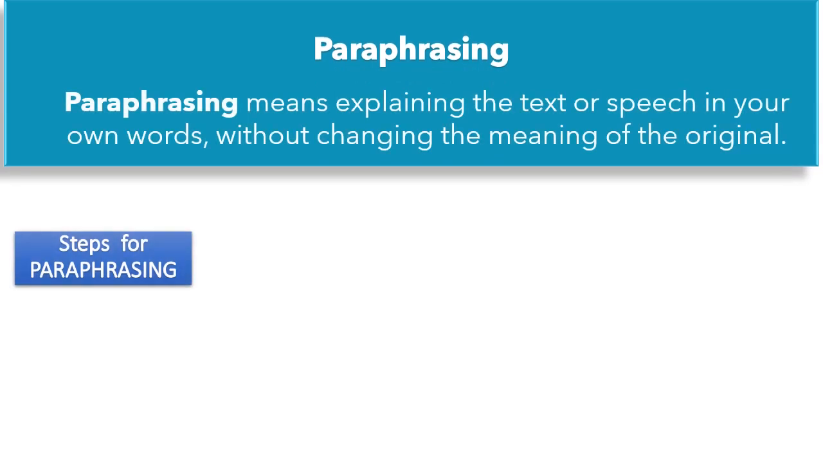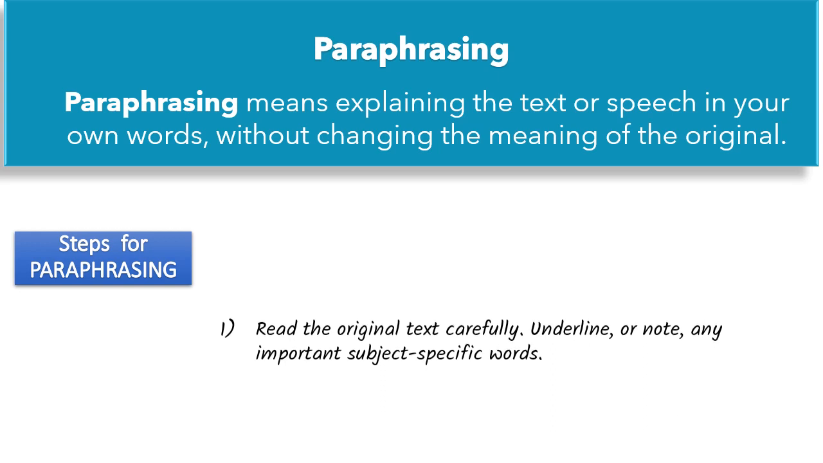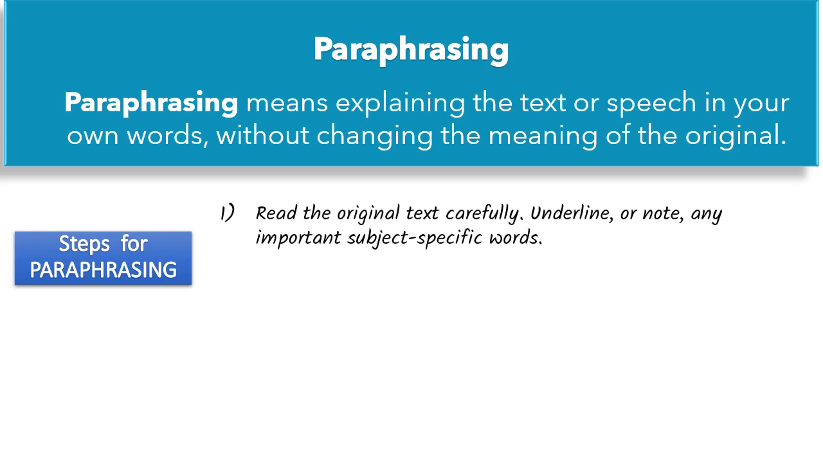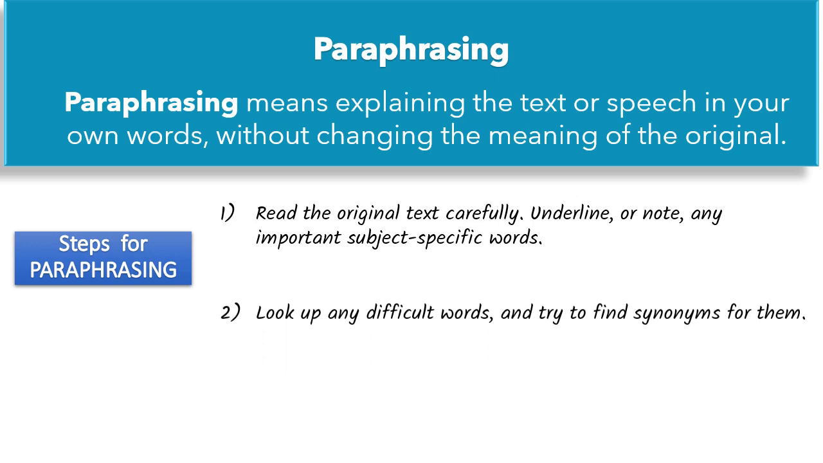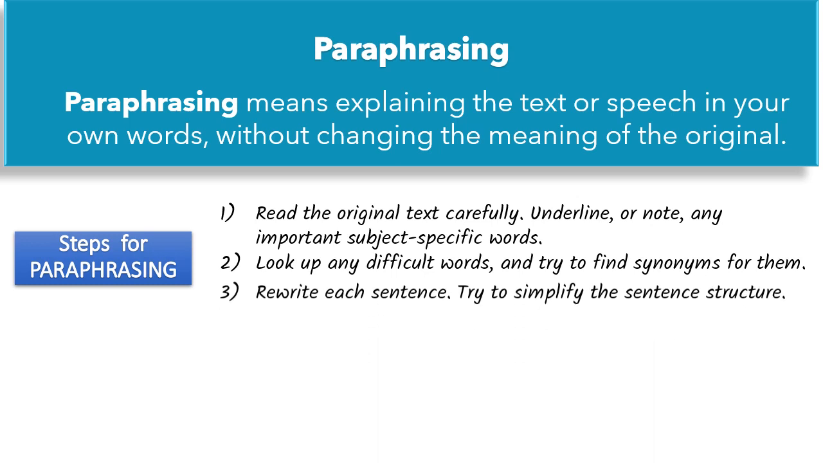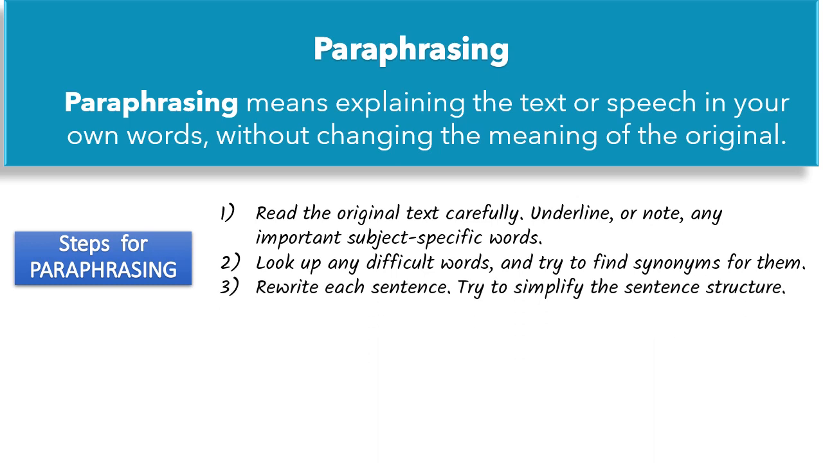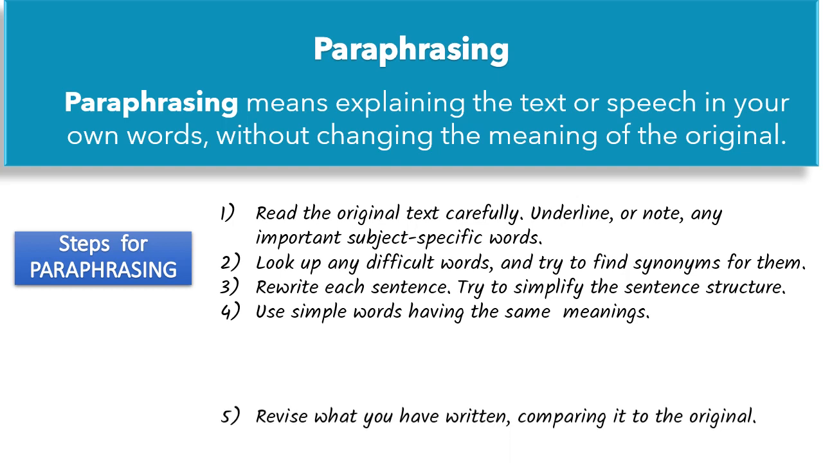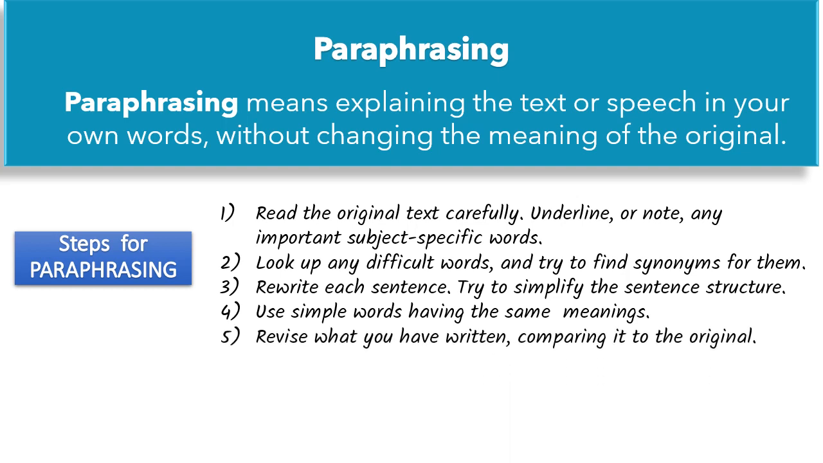Let us try to understand what the steps for a good paraphrasing are. The first thing, read the original text carefully and take note of things that are very specific. You can underline them or make a note on a piece of paper and make sure that you are not missing anything. Then look up the difficult words and try to find synonyms for them.